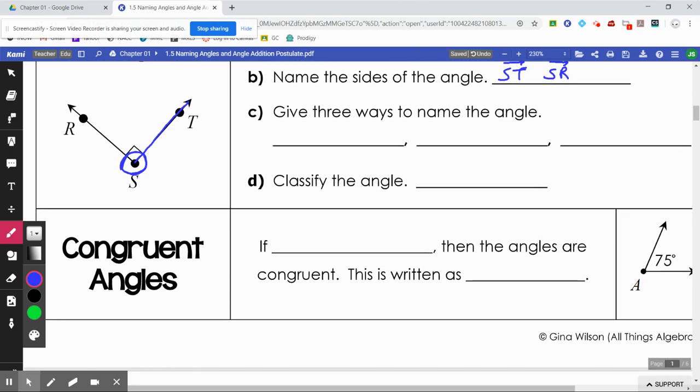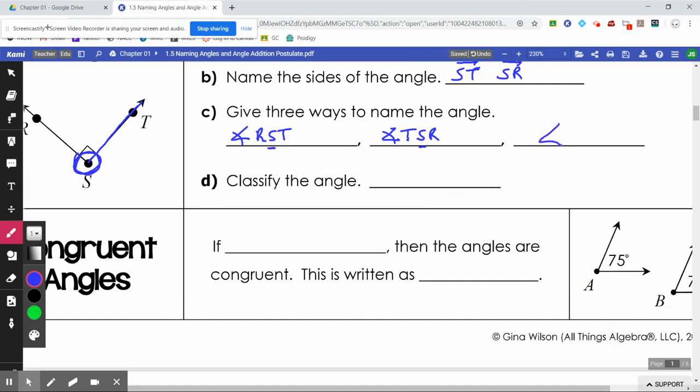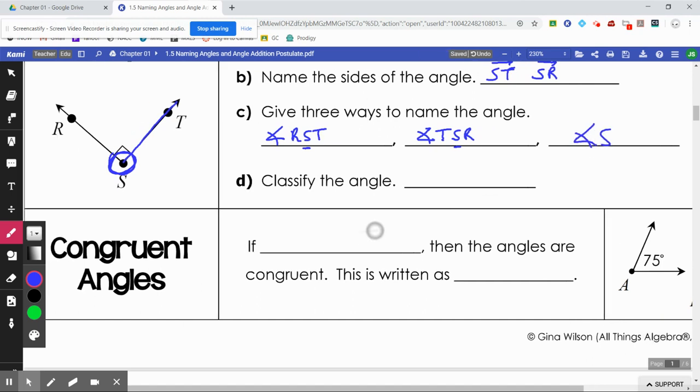Three ways to name the angle. Again, make sure the vertex is in the middle. This could be angle RST, or it could be angle TSR. Again, notice with both of them, the vertex is in the middle. That is the only angle at this point, so we could just name it angle S.